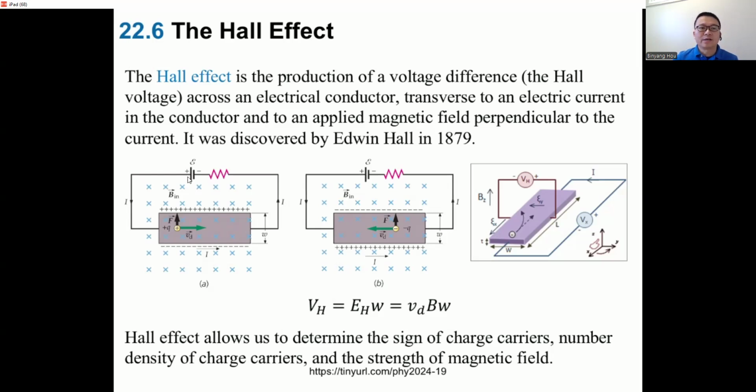So you have a circuit here, and part of it will be a piece of conductor that you want to find out whether it is the positive charge carriers or negative charge carriers that are responsible for charge conducting here. So you have this conductor placed in a region of magnetic field.